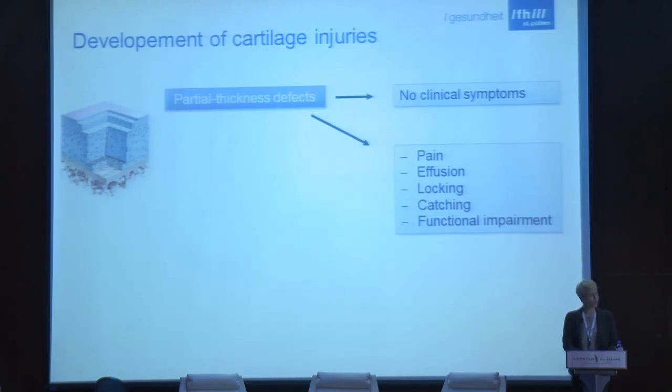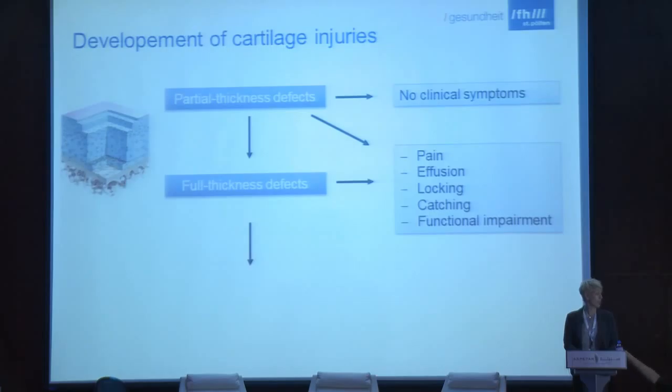We do not know too much about the natural course of these injuries, but many of these partial thickness defects will progress to full thickness cartilage defects. And patients with this kind of defect will really show us the symptoms I have already talked about. If you don't treat these full thickness cartilage defects, it is well described that this might be the onset of the development of osteoarthritis, which is involvement of the whole joint and not only the cartilage structures. Patients with osteoarthritis may also exhibit these symptoms.